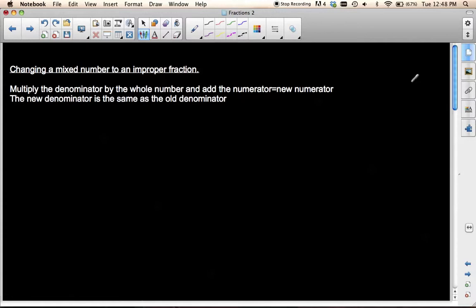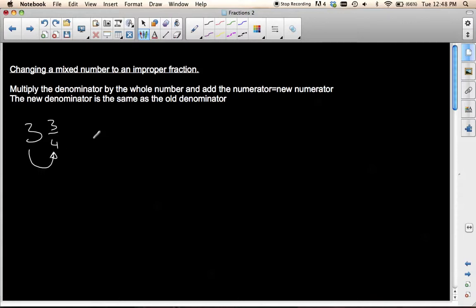And the last one is changing a mixed number to an improper fraction. So let's say we have 3 and 3/4. Multiply the denominator by the whole number and add the numerator, which will equal our new numerator, and the new denominator is the same as the old denominator. So what does that mean? Well, they're telling me to take my whole number and multiply it by my denominator. So they're telling me to go 3 times 4.